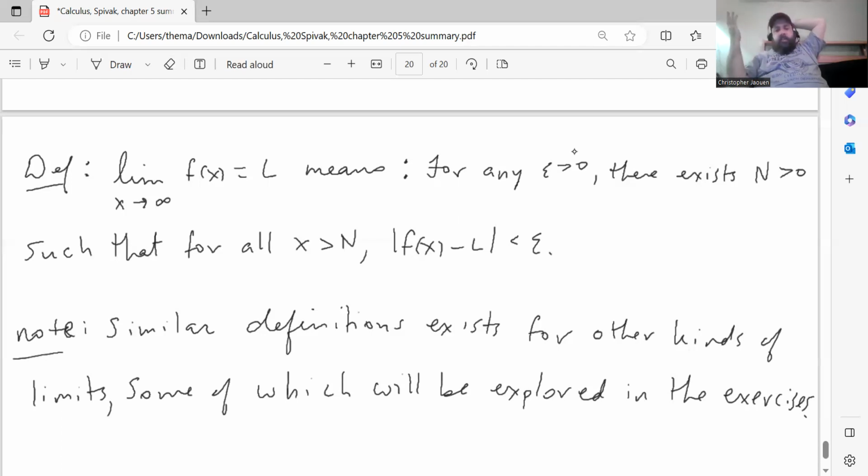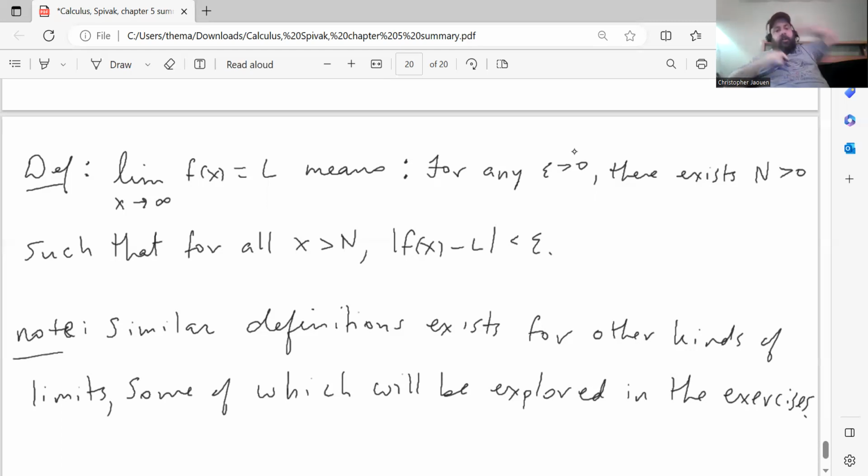But for example, you should be able to come up with the definition for the limit of a function blowing up at a point. Maybe I'll do that for you. I'll write that down here in addition to this, but this is the last definition that he actually gives in the chapter 5.